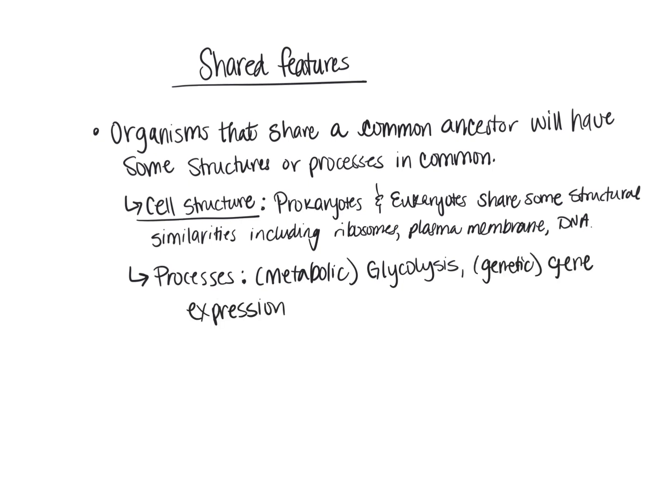Another example of a process that's similar is a genetic process in terms of gene expression. The fact that we use the same DNA and we can use the same codon chart to translate the mRNA using the exact same amino acids suggests that there is a common ancestor that had this process of gene expression that eventually gave rise to both prokaryotic and eukaryotic cells.